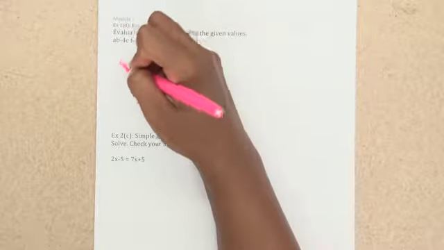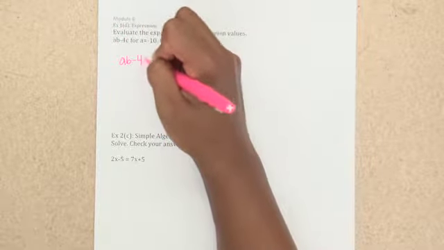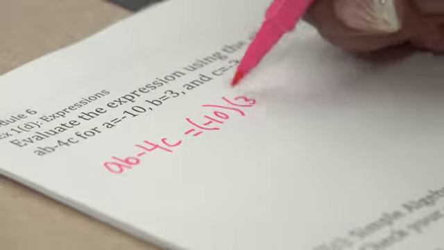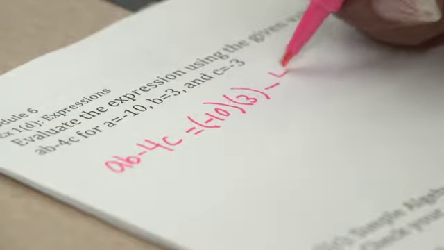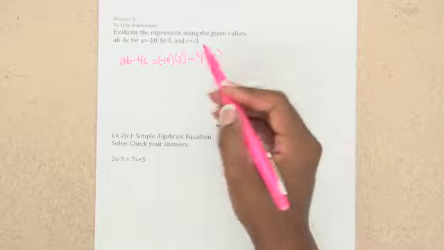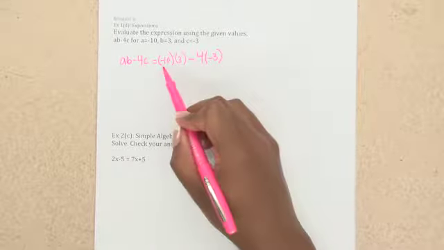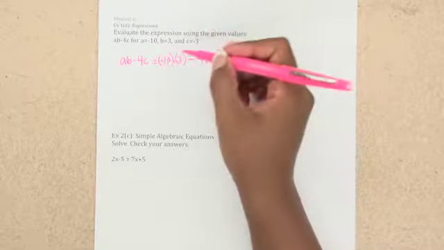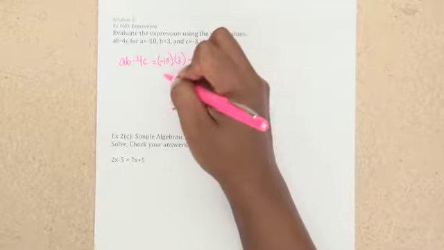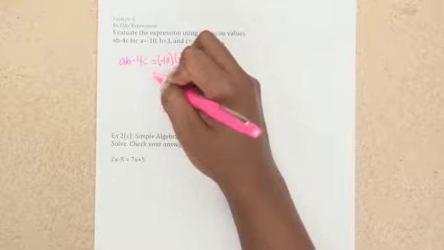So our expression ab minus 4c becomes a, which is negative 10, times b, which is 3, minus 4 times c, which is negative 3. And what do we have? Let's look at this first term. We have negative 10 times 3. Well, we know 10 times 3 is 30, and we have one negative, so we're going to have a negative 30.